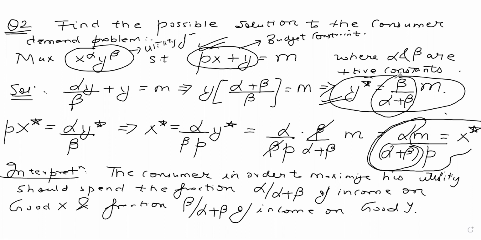Okay, so all students can clearly look at the interpretation, look at the way we have interpreted our results. In order to maximize the given utility function subject to the budget constraint, the consumer should spend alpha upon alpha plus beta of its income on good X and beta upon alpha plus beta of its income on good Y. Okay, so hoping all students have understood this. Let us practice one more question.